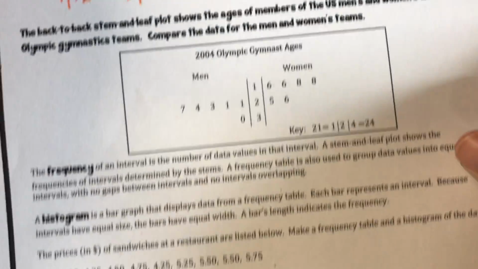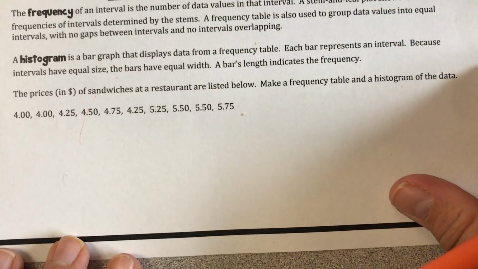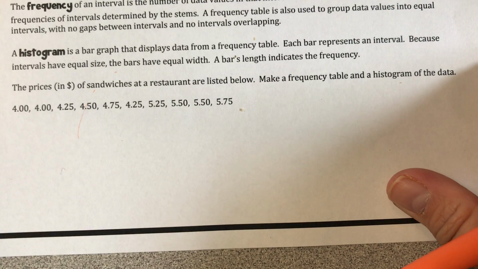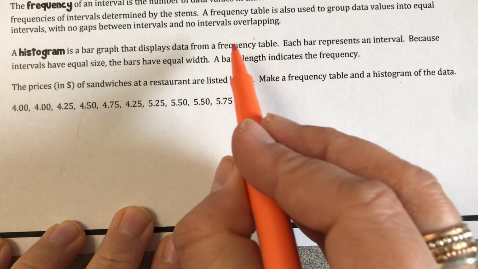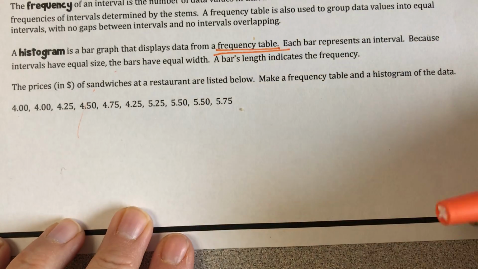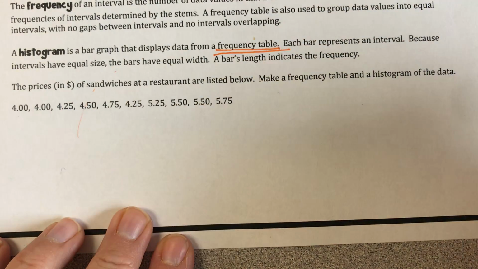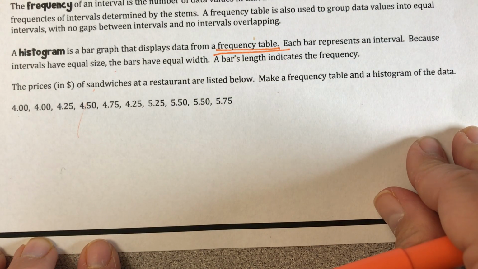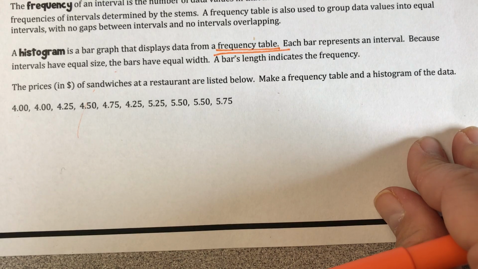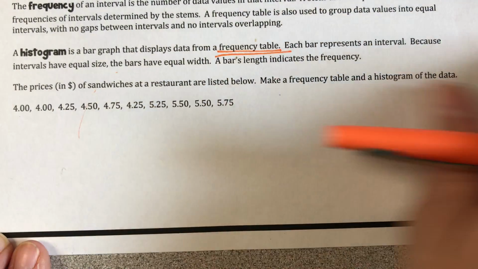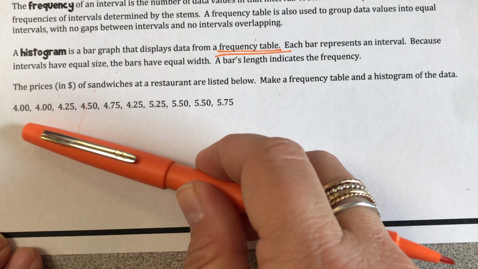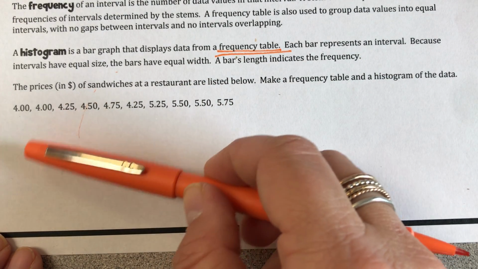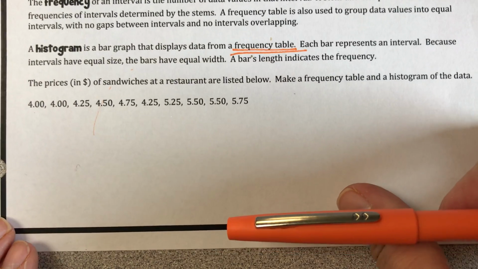The last thing we're going to talk about is a histogram. That is a bar graph that displays data from a frequency table, which we're going to be making as well. Each bar represents an interval. Because intervals have equal size, the bars have equal width, and the bar's length indicates its frequency. These are the prices of sandwiches. I don't want to have to do 4, 4.25, 4.50, 4.75. It's too many. So I'm going to break it down into intervals.